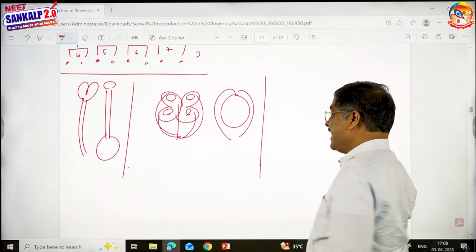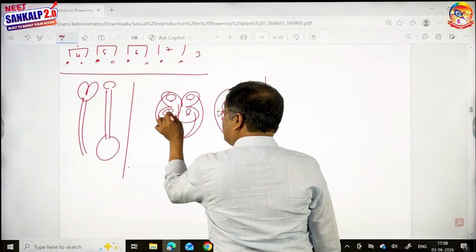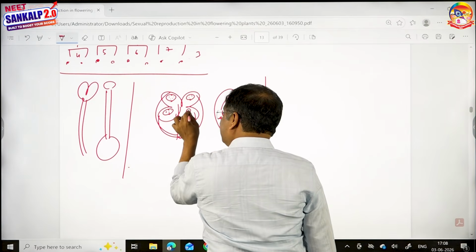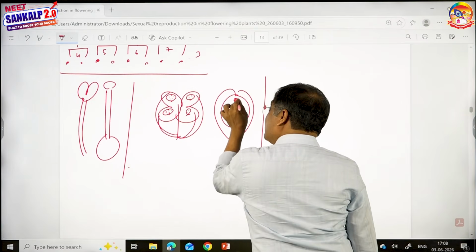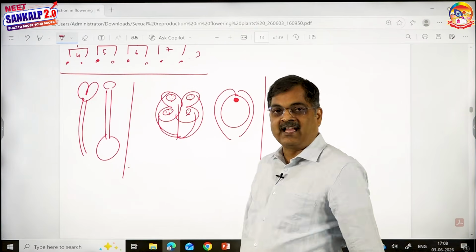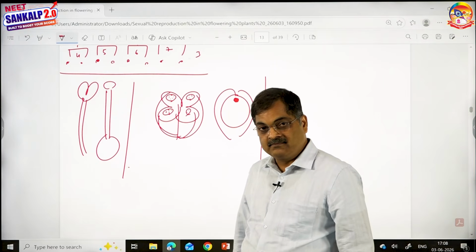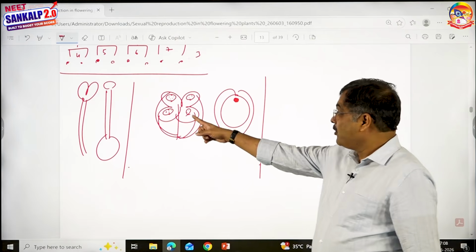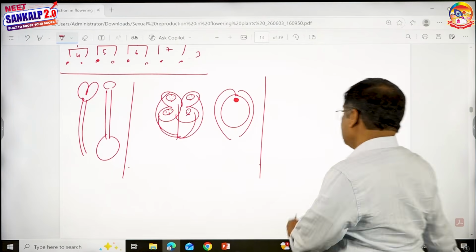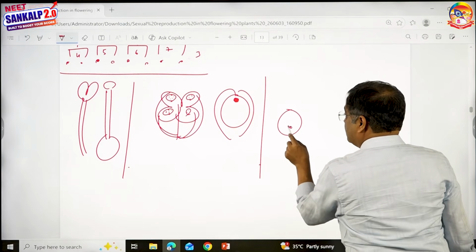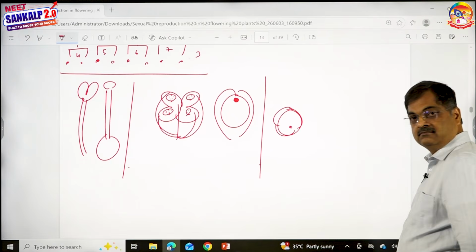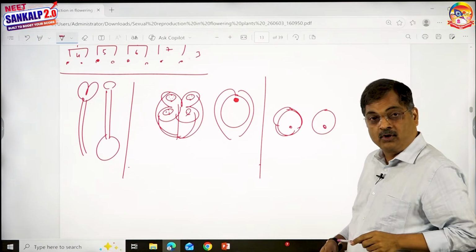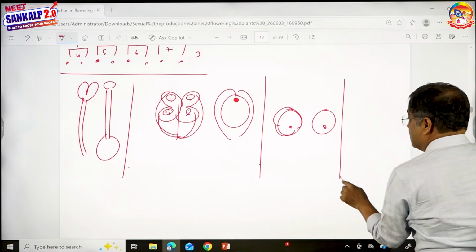Then these are microspore mother cells. There are many inside each sporangium. This is interesting. Whereas here, there is only one megaspore mother cell inside the megasporangium. Be careful. Then what is the next one? After spore mother cells, the next is spores. This is a microspore, the pollen grain. And this is a megaspore, the functional megaspore. What next?